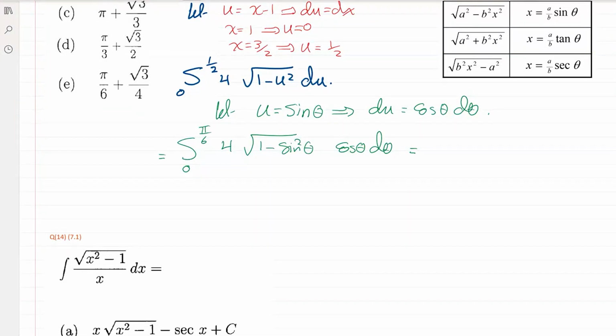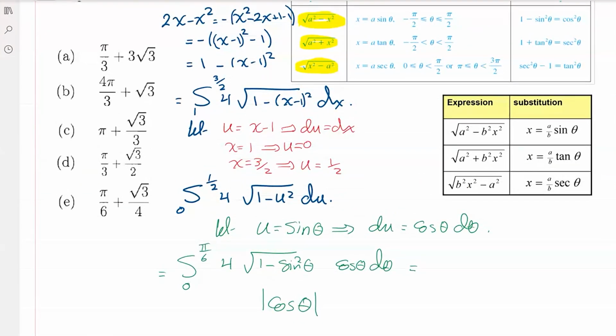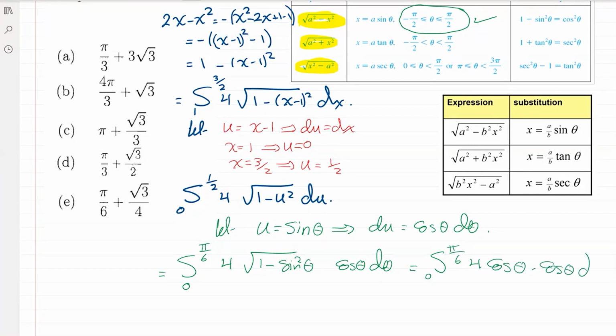Now you see that, shabab, here 1 minus sine squared theta will be cosine squared theta. Cosine squared theta under the root is the absolute value of cosine theta, right? But don't forget that this one will work in what interval? This assumption works between minus pi over 2 and pi over 2, and cosine in this interval will be positive. Always we choose the substitution in this interval just to make it positive without absolute value. So we have the integral from 0 to pi over 6 of 4 cosine theta times cosine theta d theta.